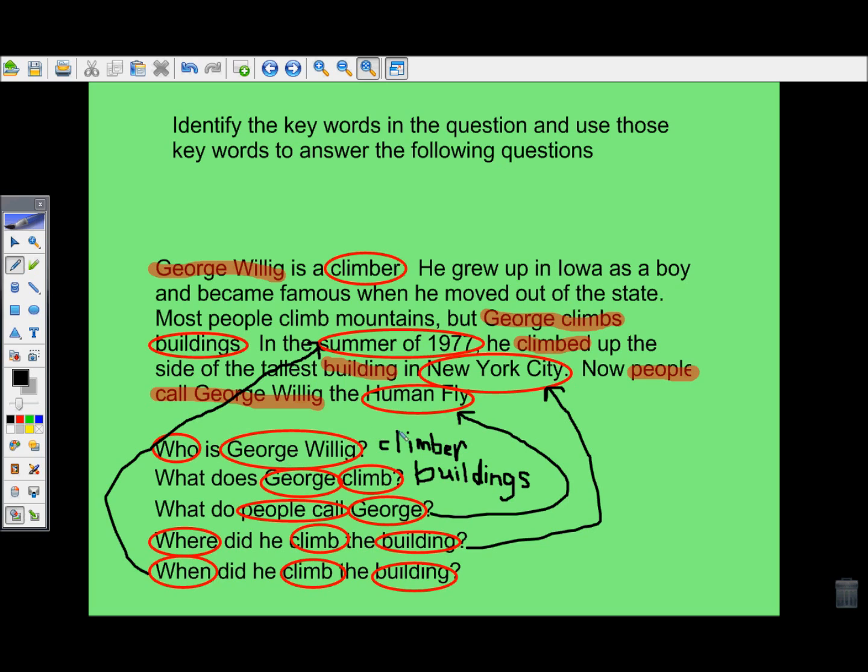So who is George Willig? A climber. What does George climb? Buildings. What do people call George? The human fly. Where did he climb buildings? New York City. Not where he grew up, but where he climbs the buildings is New York City. And when did he climb buildings? In the summer of 1977.